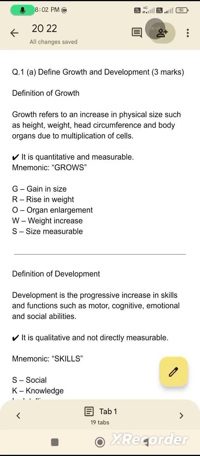Today's paper is 2020 Child Health Nursing. Question number 1, define growth and development. Growth and development को differently define करना है.